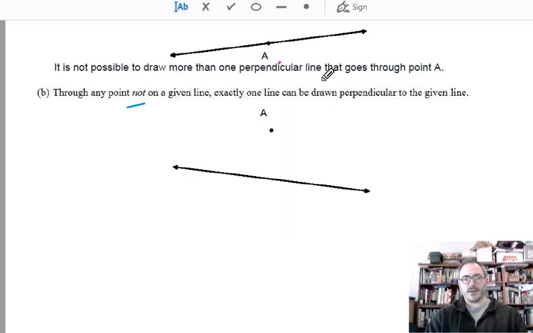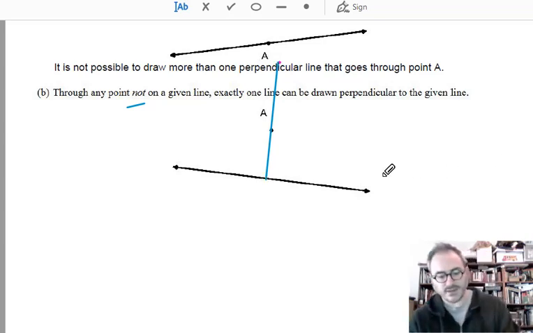And now that I've got my little purple mark, I can draw my blue line for my purple mark, which goes through A and intersects this line. Okay, this is a 90-degree angle. All right, this is a 90-degree angle.